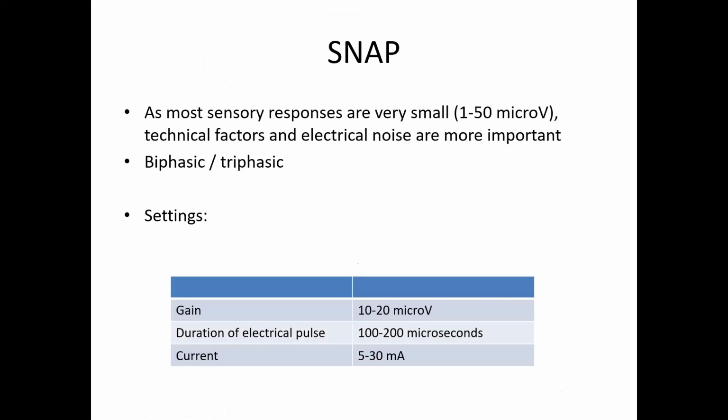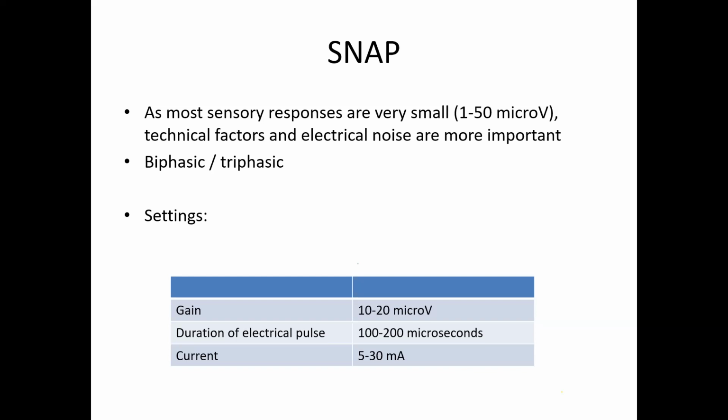Then SNAPs, as most sensory responses are very small, that is 1 to 50 microvolts. Technical factors, especially for SNAP, get affected very easily because of the earthing issues or other technical issues. That is why they tend to be also very small. Why are the sensory SNAPs small? Due to the phase cancellation and affecting only the small fibers.